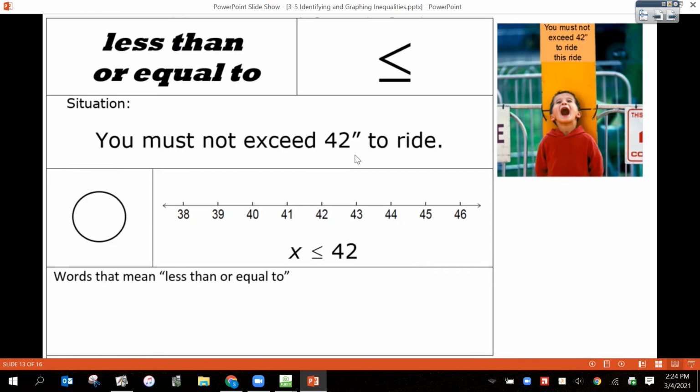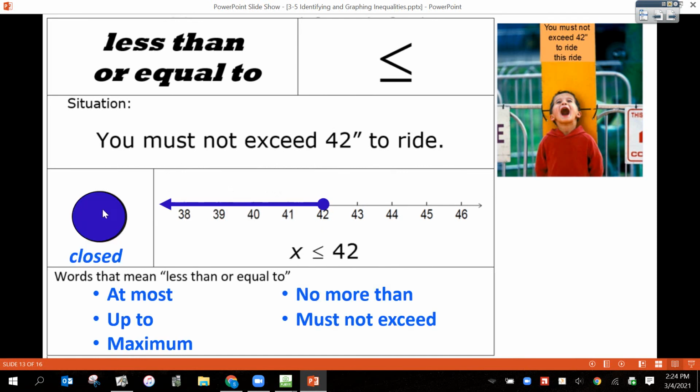So if you must not exceed 42 inches to ride the ride, fill in the circle because that includes the 42 inches. See, less than is okay and equal to is okay. So in your number line, put a solid dot above the 42 and then draw your arrow backwards, saying that it can be smaller than or equal to 42. Your key words to help are at most, up to, maximum, no more than, and of course, must not exceed. So if at the most you could be is 42 inches to ride a ride, I'm out.